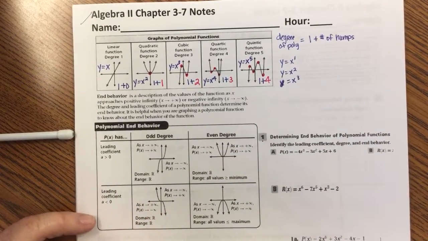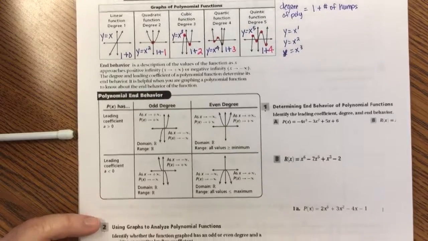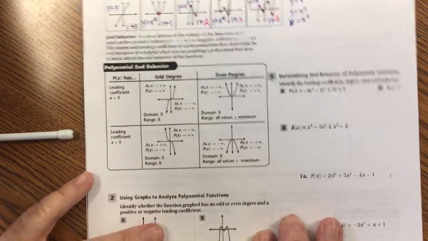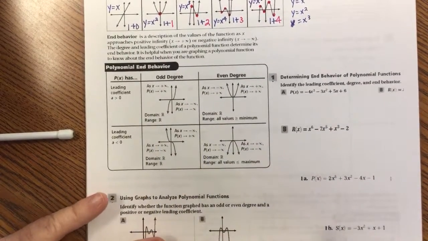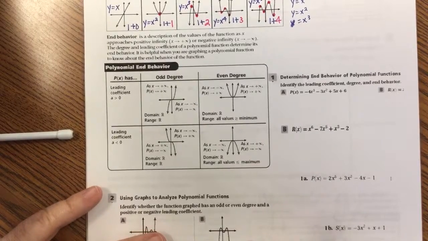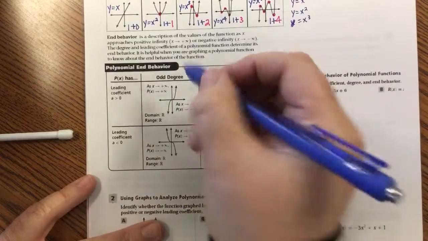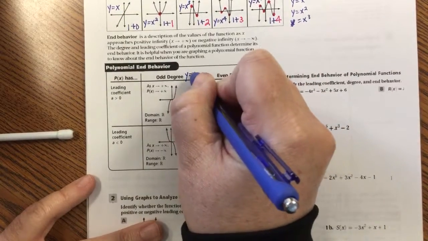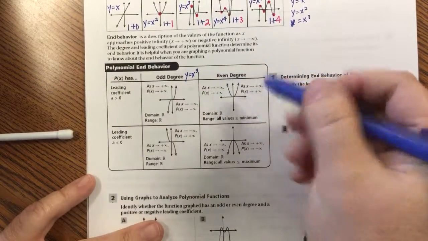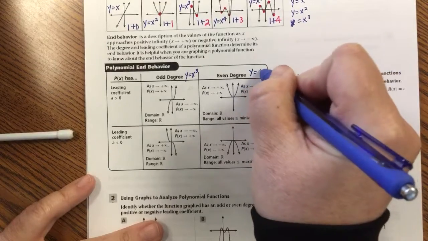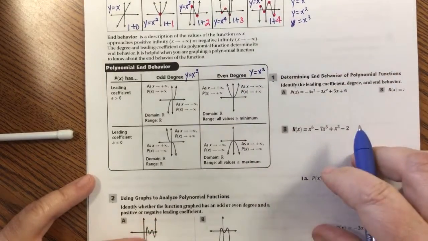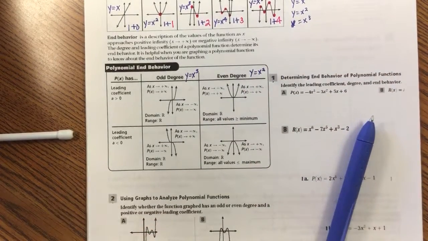All right, so let's look at the end behavior on these. All of our end behavior stems from 2 parent graphs. They either stem from a cubic, which is this one, y equals x cubed, or y equals x squared. All of our graphs are some variation of these 2 parent graphs.